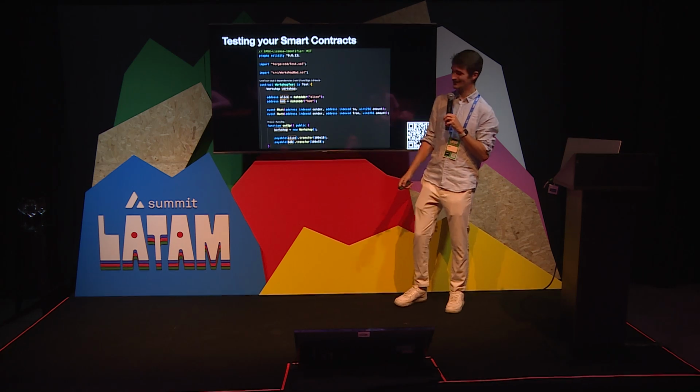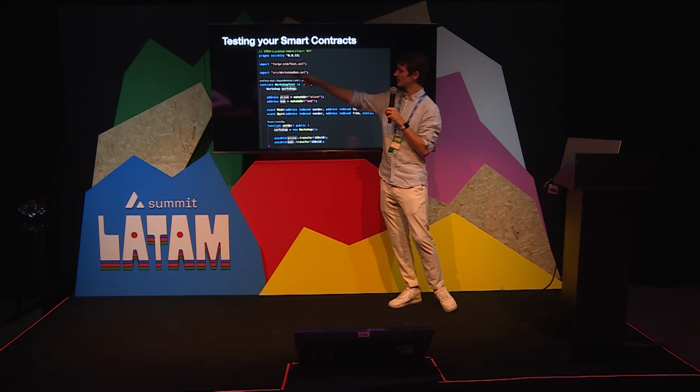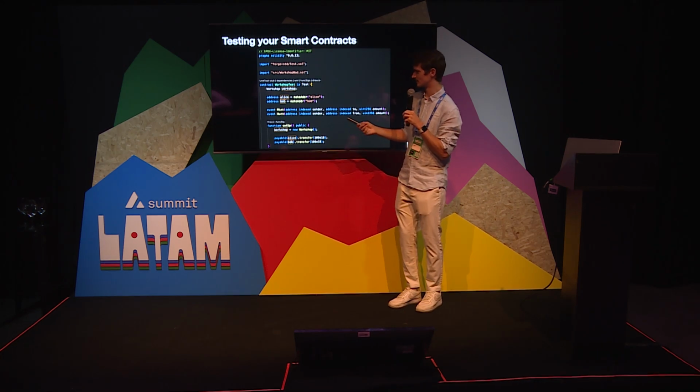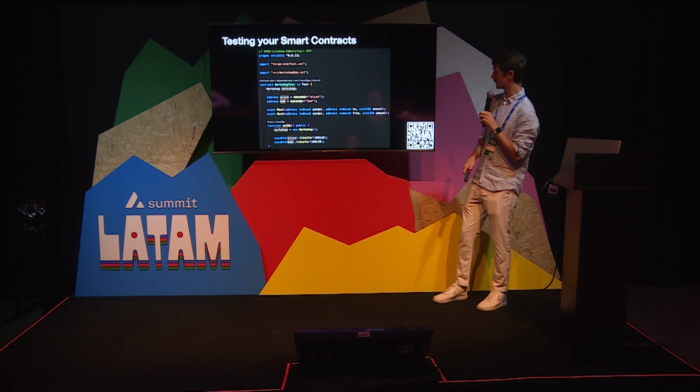To write tests, you have to import Test from Forge. You import your contract, so it's named Bad because it's a bad contract. Oh, by the way, I forgot to mention this. All those contracts and everything can be found using this QR code.